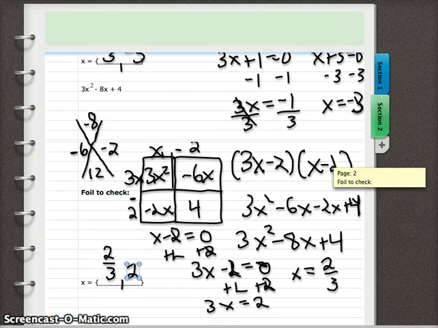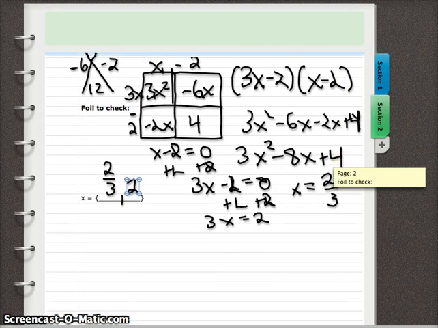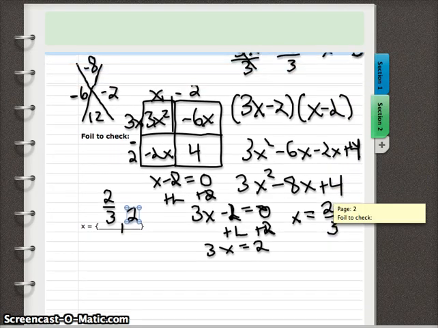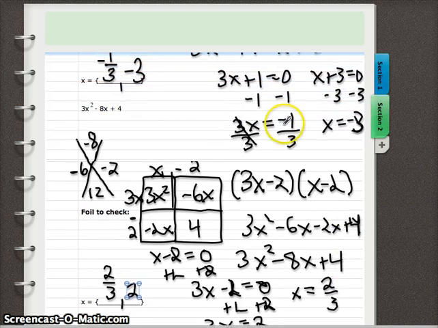So there are a couple examples of using the x box to factor and solve for x. Again, the reason we use x box is if a is greater than 1. In the near future, it may be tricky because, again, you also want to check for that GCF first. But if you can't GCF and a is still greater than 1, you're going to want to use your x box for now. All right.